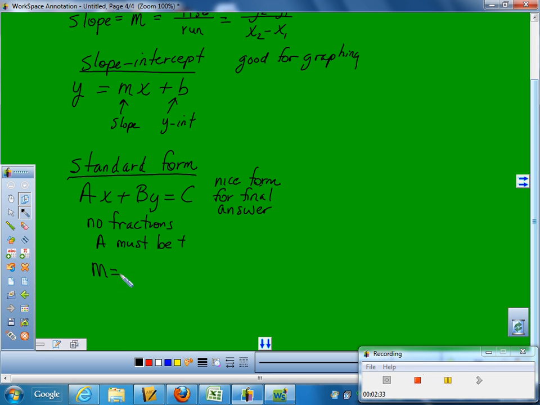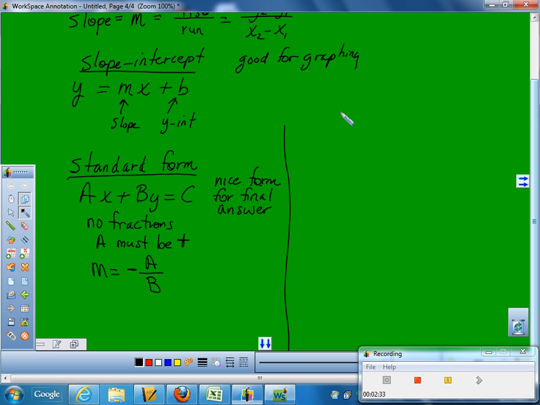How do you find slope when it's in that form? There's a way to know. Negative A over B. Negative A over B. A must be positive. So that's a quick way to find slope. We won't use standard form a lot.